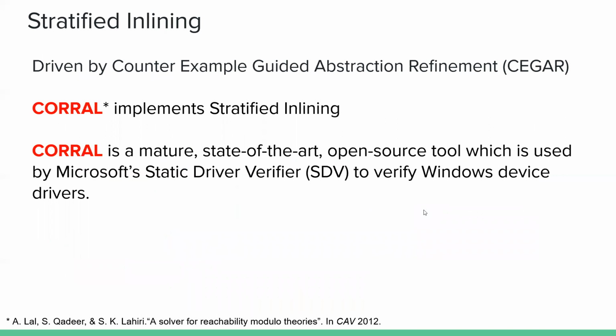So another approach was proposed, which was dynamic inlining, or more specifically stratified inlining, which was proposed in 2012. Stratified inlining is driven by a counter-example guided abstraction refinement approach, which is more commonly known as CEGAR. Corral is a tool which implements the stratified inlining algorithm. Corral is a mature and state-of-the-art open source tool. It has been used by Microsoft to verify Windows device drivers.